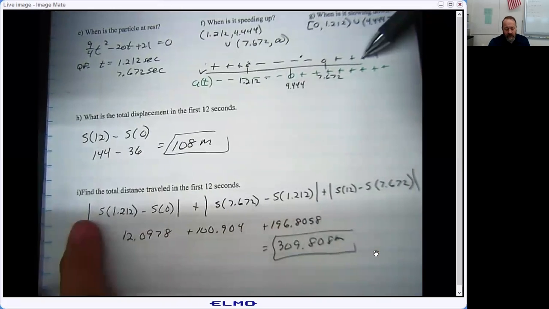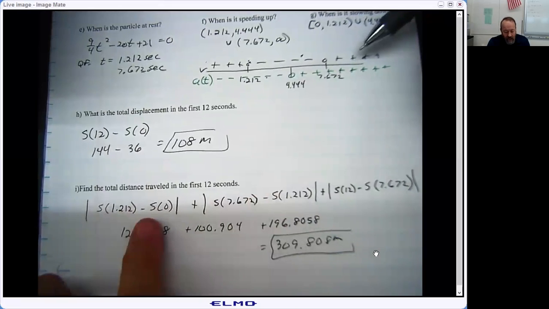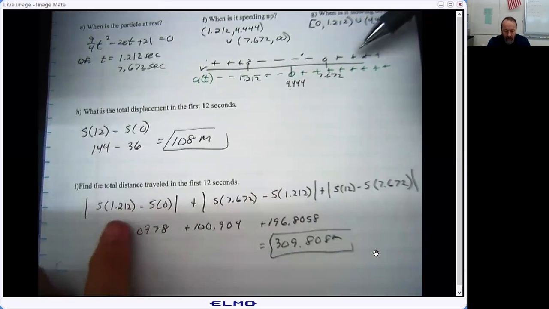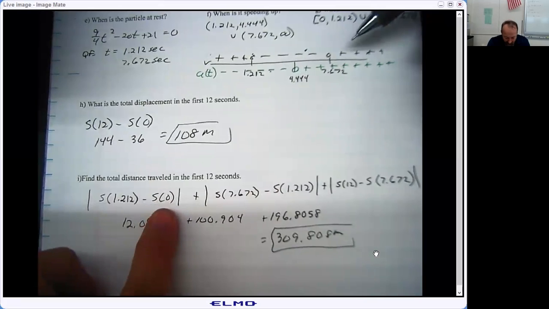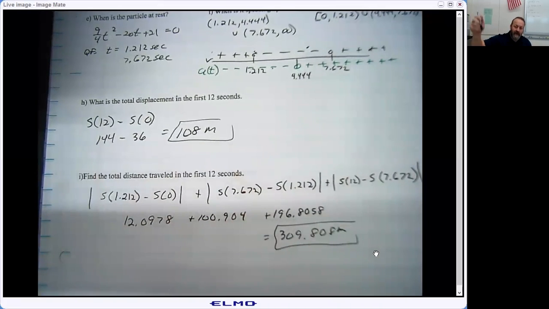And again, distance is an absolute value, so I took each one of these. Again, I didn't go do them by hand. I did Y1 of this minus Y1 of that, and I just picked each one of those out. I got 309.808, and that's how much wear and tear we had on our shoes or on the equipment, and that kind of finishes up our review.